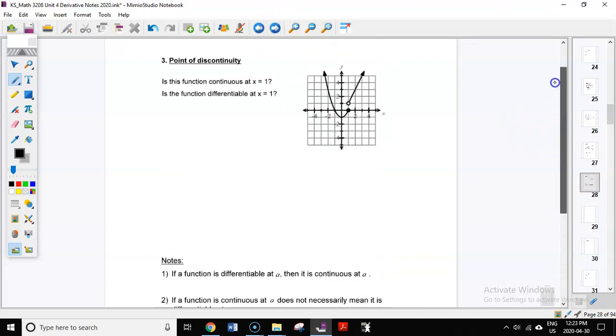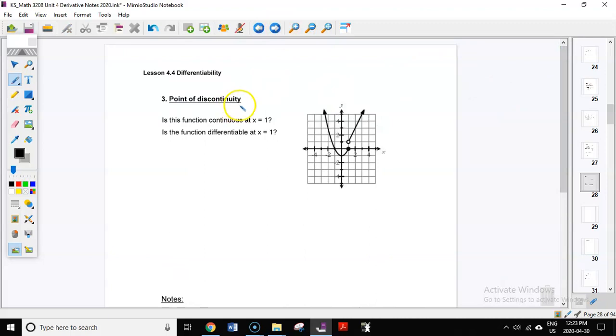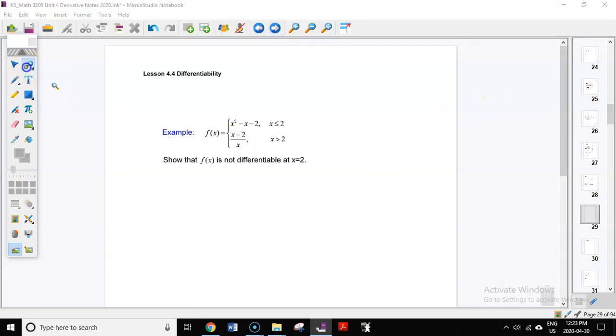Just to do one more piecewise. So this is another example of pointed discontinuity. These are clearly seen. There's a jump there. So the derivative is undefined at 1, not differentiable because of the jump. So piecewise, this one says show that f of x is not differentiable at 2. So all we have to do, very similar to what we did with continuity, is check the derivative of both of these at 2 and see what happens.